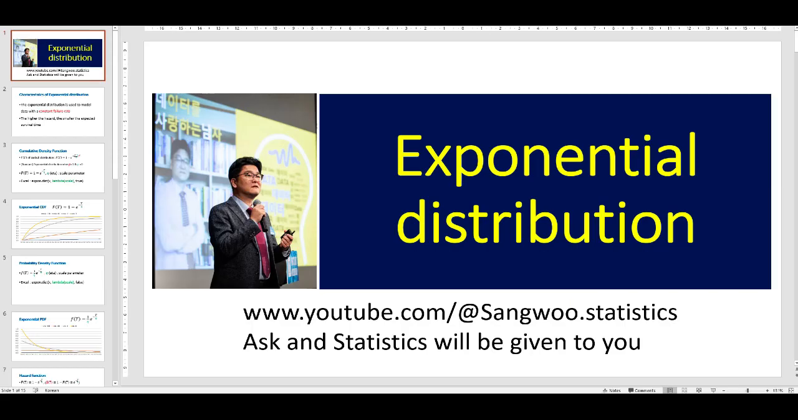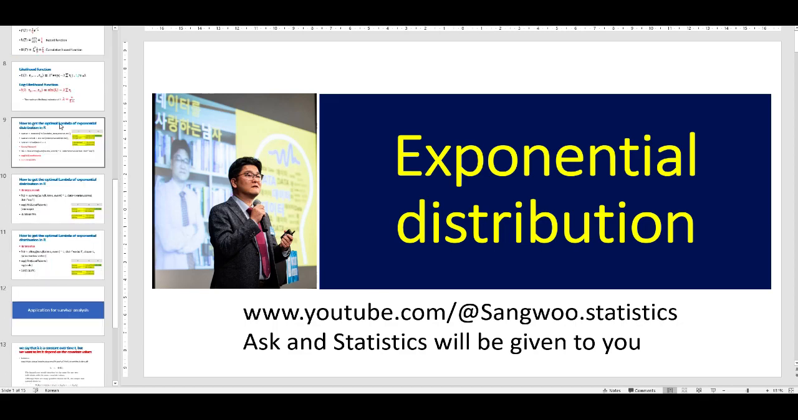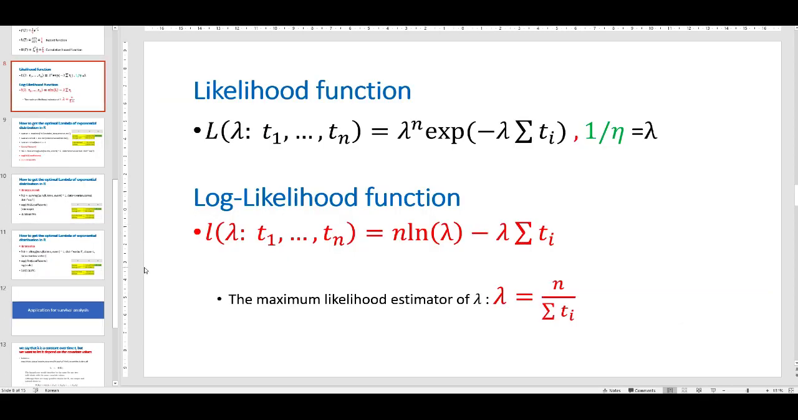Hi everyone, thanks for watching my YouTube contents. I'm Sangwoo Kim. In the previous video, I showed you how to get the optimal lambda of the exponential distribution by using Excel. The most important thing to get the optimal lambda was to understand the log likelihood function, right? Then we were able to get the optimal lambda by using this log likelihood function or this formula, n over the sum of ti.